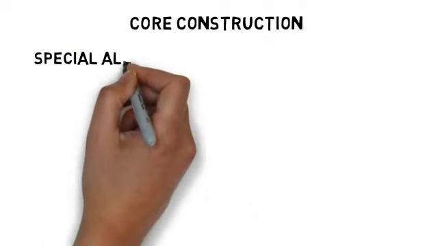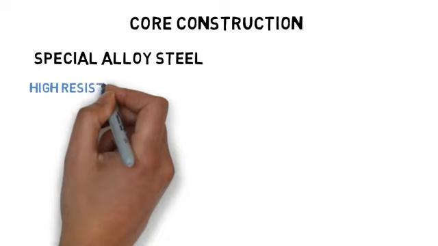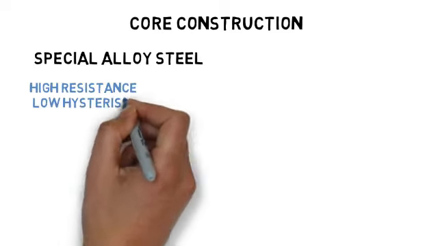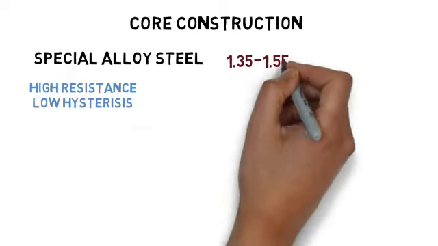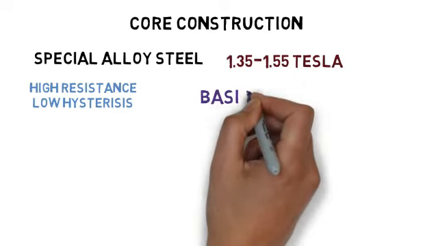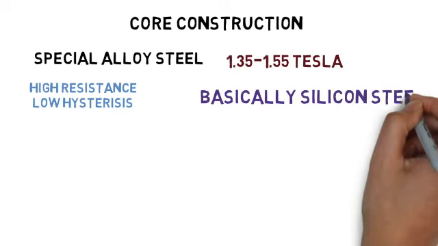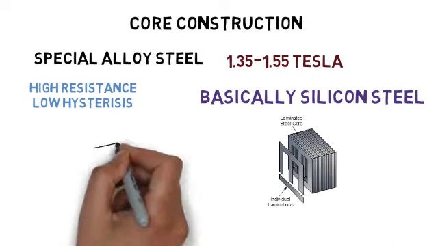Now the core construction. Special alloy steel of high resistance and low hysteresis loss is used almost exclusively in transformer cores, and induction densities of 1.35 to 1.55 Tesla are possible. The limit for 50 cycles per second is the loss and the magnetizing current. Basically the most used material is silicon steel.